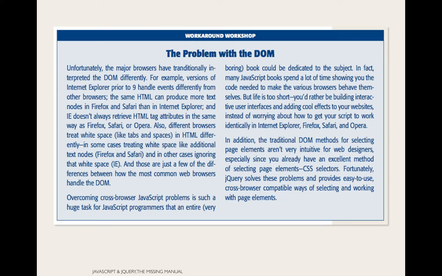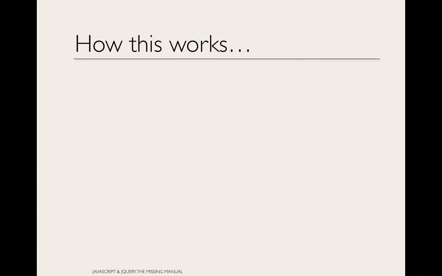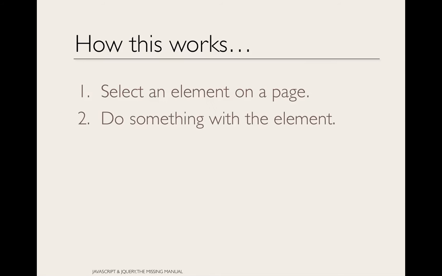And generally that has to do with classes, and we'll cover a few of those as we go along. Just be aware that Internet Explorer in the past has been a problem, and sometimes you would have to fork your code to take care of the one-off nature of Internet Explorer. But how this works in general is pretty simple, pretty straightforward. You select an element on a page, and then you do something to it. You select something, then you do something.